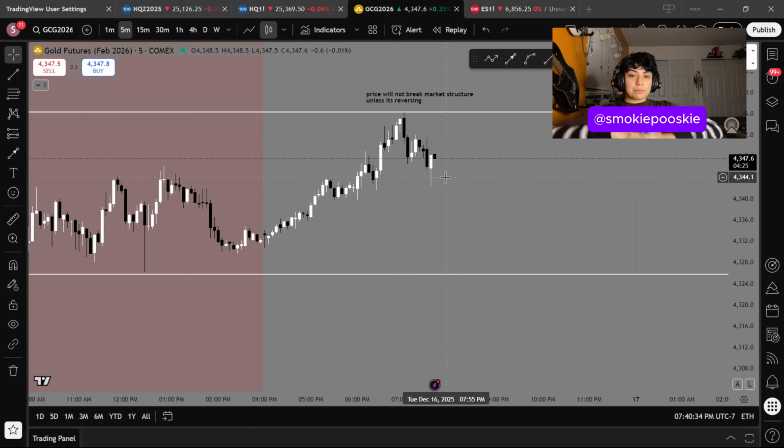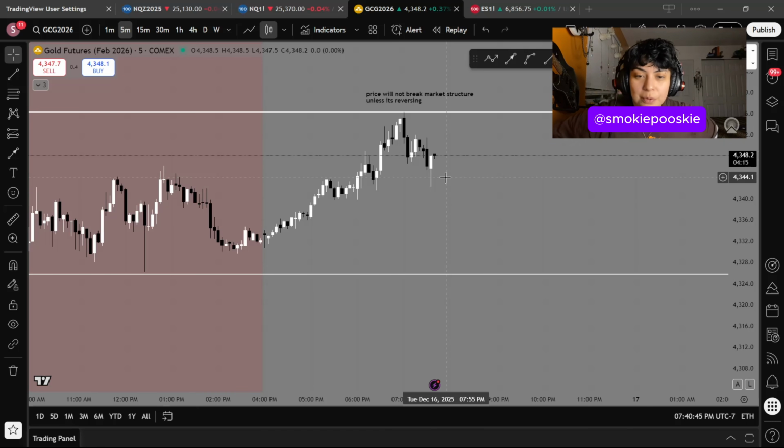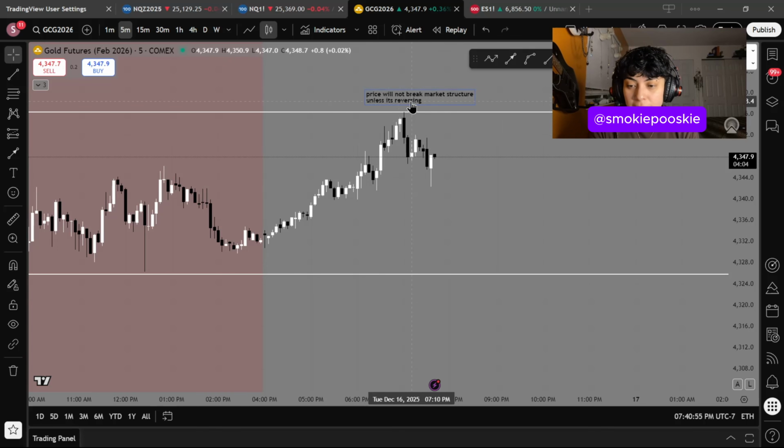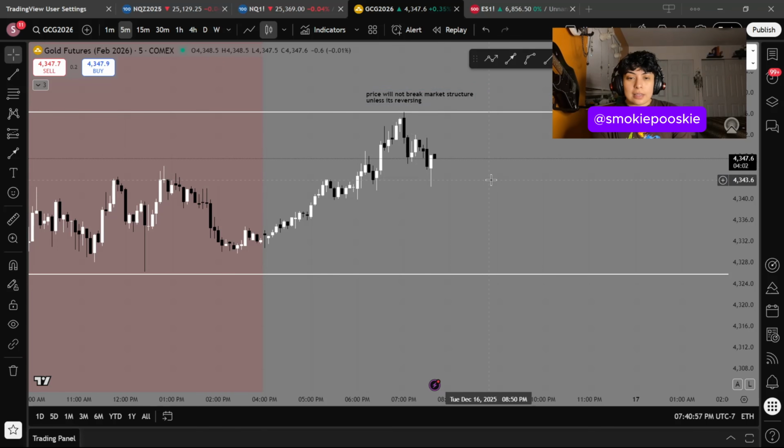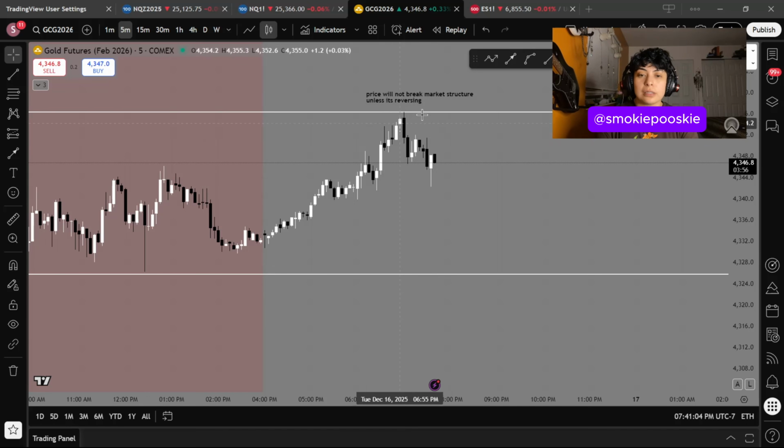We don't care what the daily time frame is doing. We don't care what the 4-hour time frame or the 1-hour time frame is doing. We're focused on the 5-minute time frame right now, and the 5-minute time frame is telling you to go for a short, right? Because price would not break market structure unless it's reversing. And the way that we know that it's reversing is if it starts to break lows.